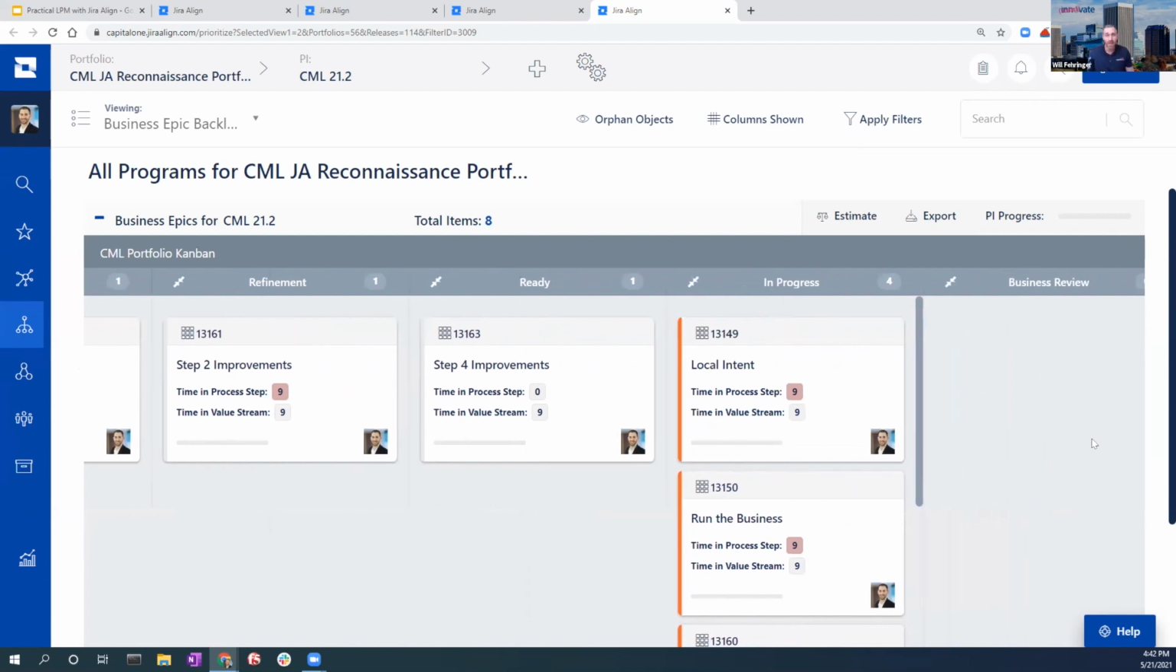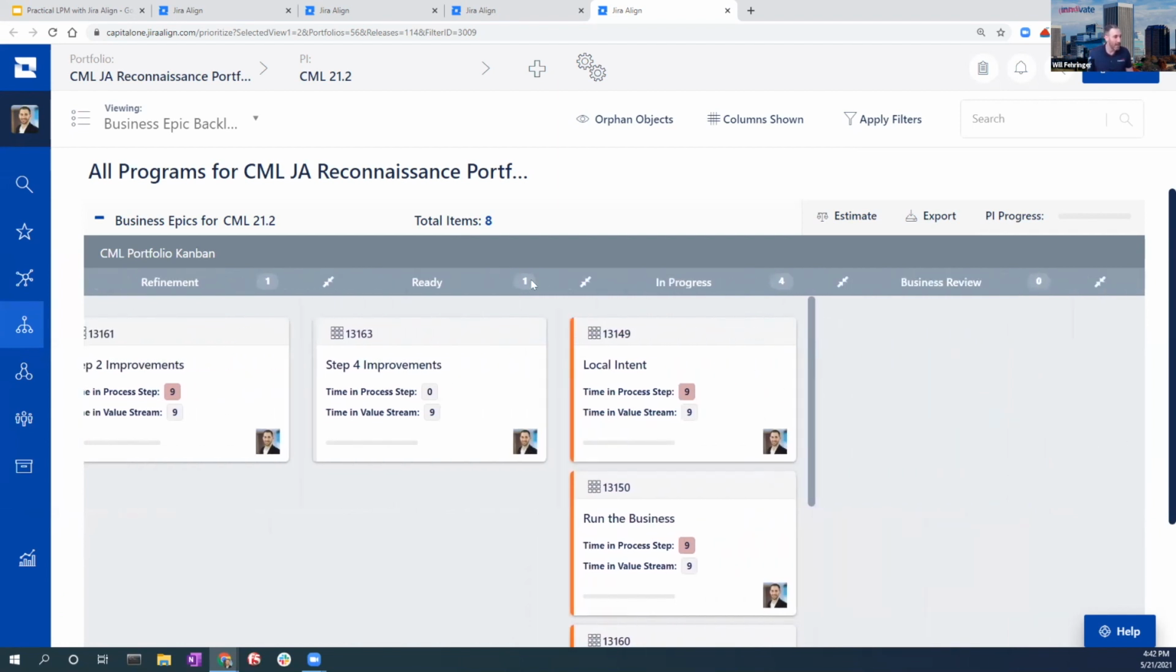You can see where they are. And if anyone's asking when they're going to be done, we at least have some idea of where they are within the flow of our portfolio Kanban. Now, the second part was about establishing flow.